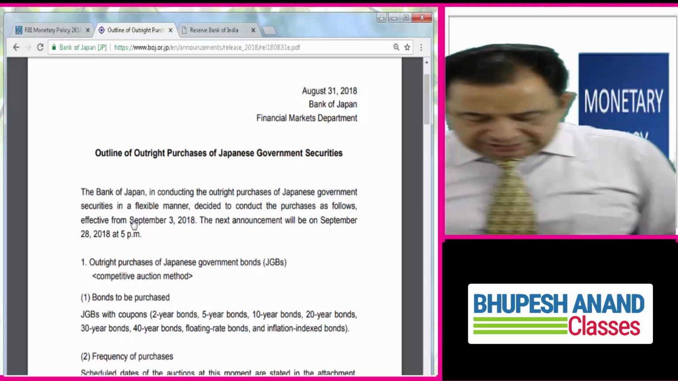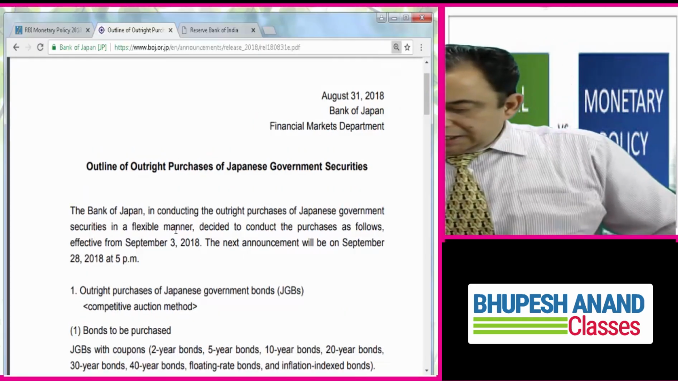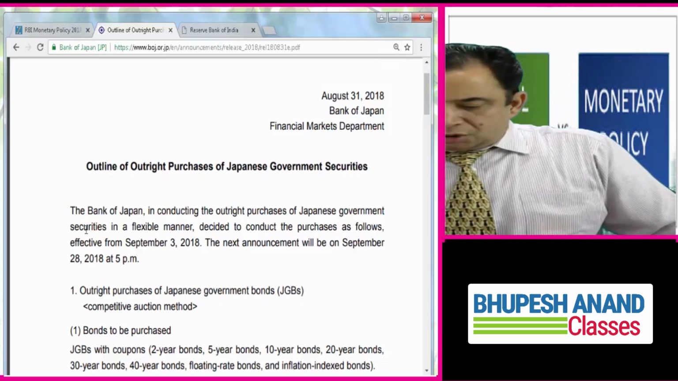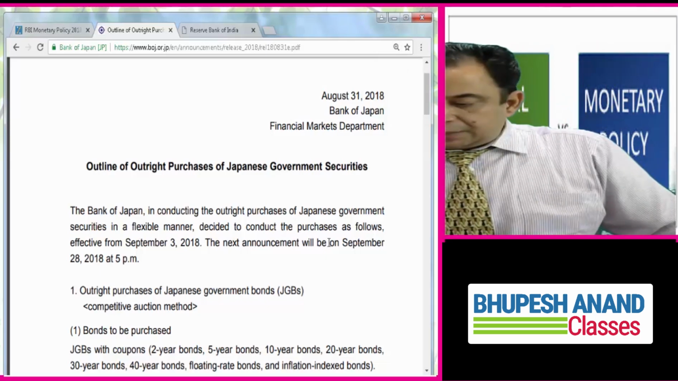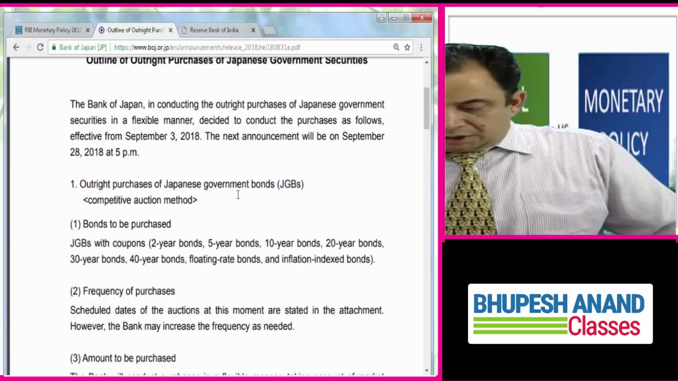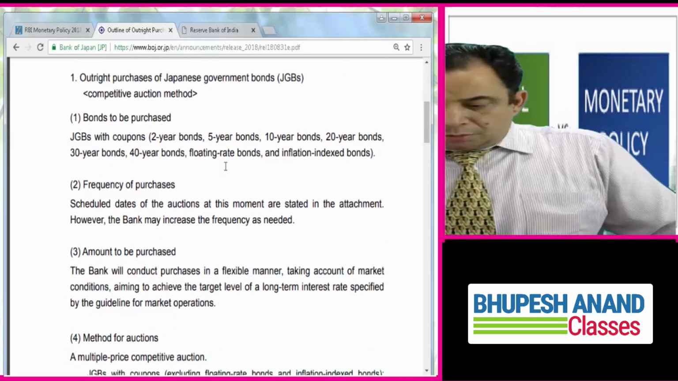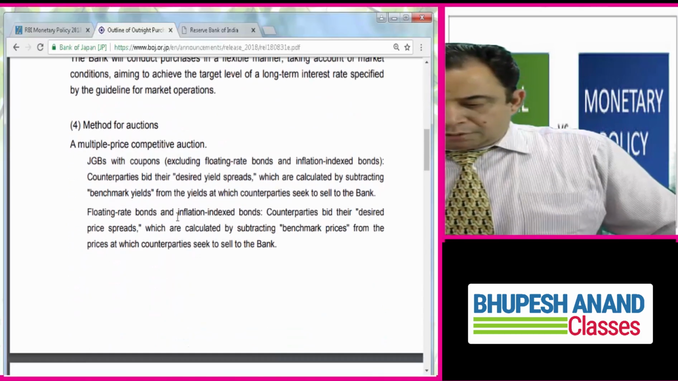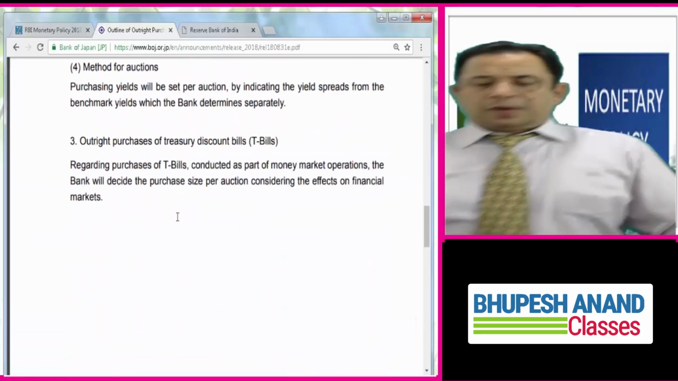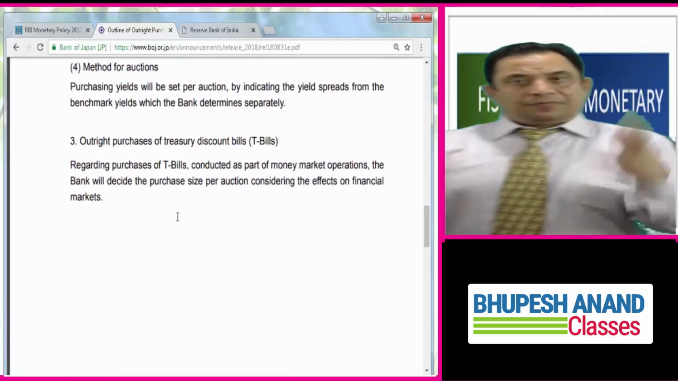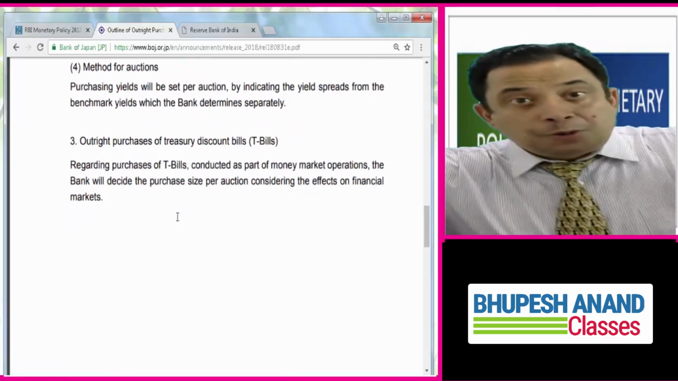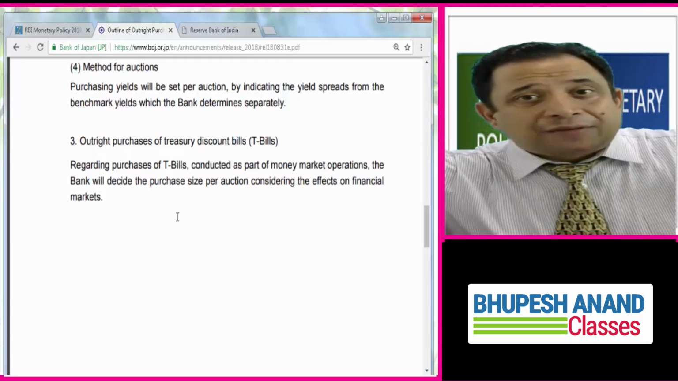The Bank of Japan is conducting outright purchase of Japanese government securities, and it decided to conduct the purchase as follows: the Japanese government bonds to be purchased, the frequency of purchase, and the amount to be purchased. It means that with the help of open market operations, we can implement the monetary policy. Hope you have got the real context now of what I want to tell you.